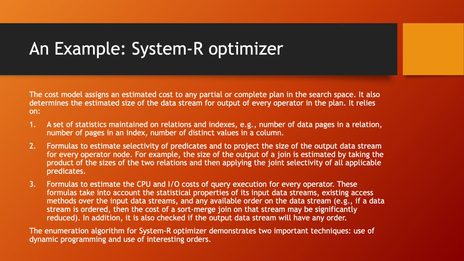For example, if a data stream is ordered, then the cost of a sort merge join on that stream may be significantly reduced. In addition, it is also checked if the output data stream will have any order. The enumeration algorithm for the System R optimizer demonstrates two important techniques: use of dynamic programming and use of interesting orders.